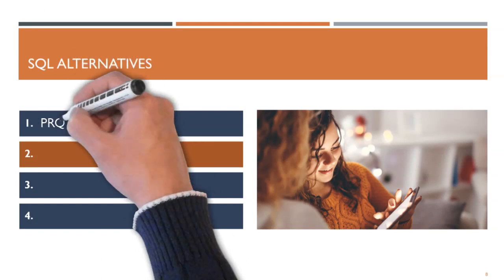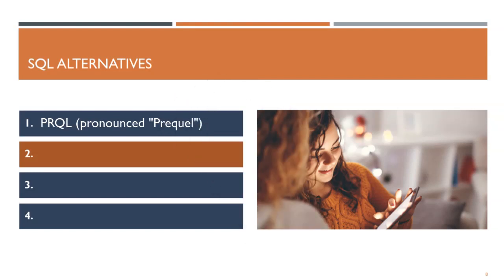So the first one is PRQL, pronounced "prequel". This stands for Pipelined Relational Query Language. This language's data querying system is made up of a series of tiny instructions. When all the instructions are combined, you'll obtain the results that only contain the information that you need.